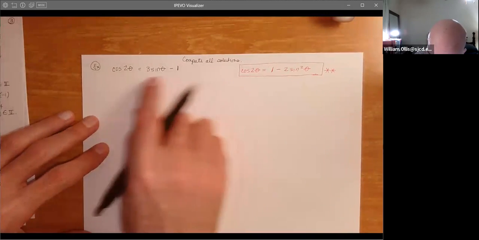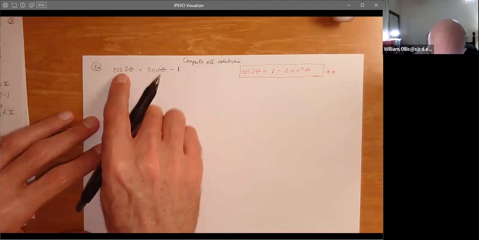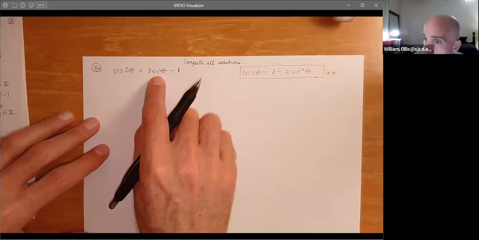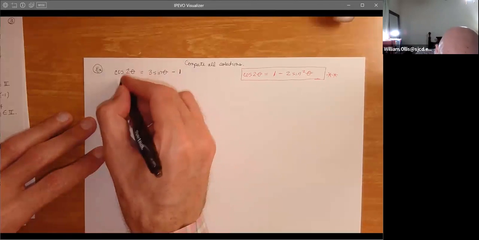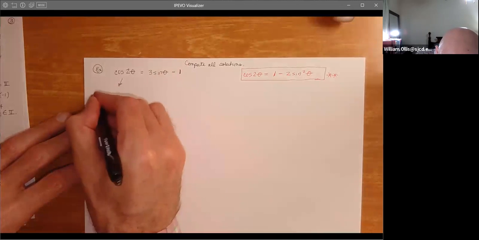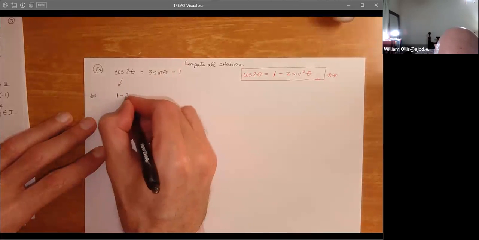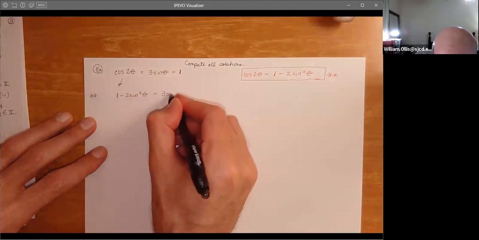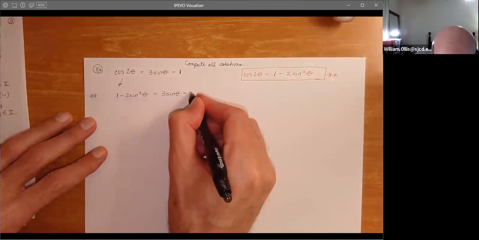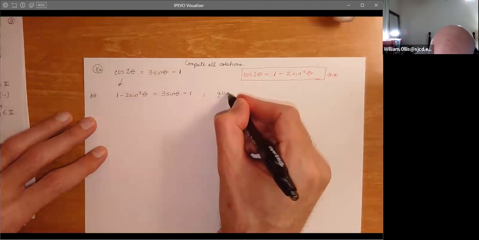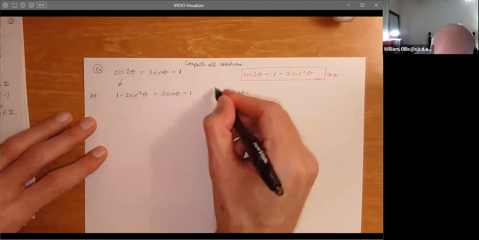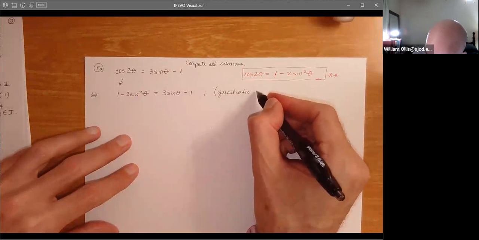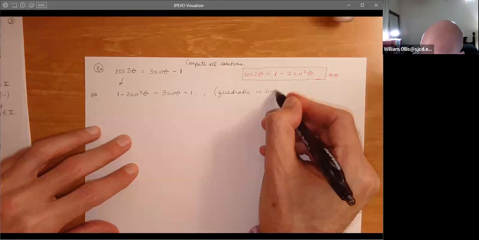So now what we can do is say, if we have the opportunity to replace cosine of the double angle with this, we can create a quadratic equation in sine, which we know how to solve. So now we can say, if and only if, we get 1 minus 2 sine squared theta equals 3 sine theta minus 1. So again, we look at this and say this will now be quadratic. Just like we started out, we had quadratic in cosine, we had quadratic in tangent squared. Now we have quadratic in sine theta.